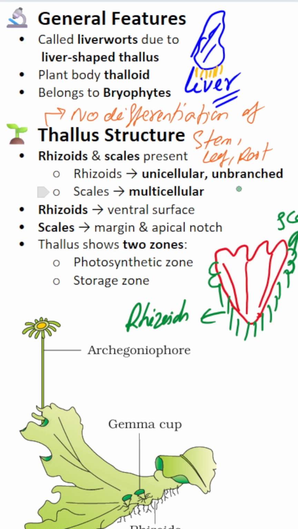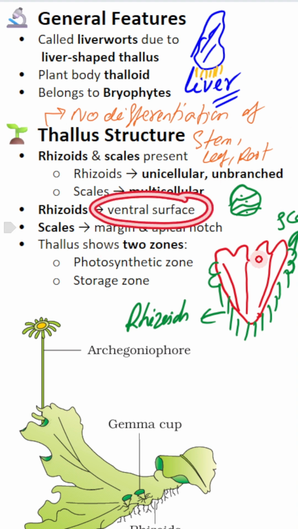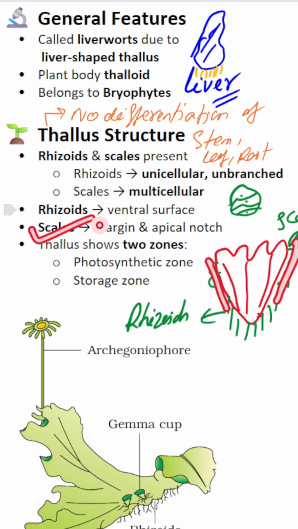Now normally the rhizoids are unicellular and unbranched, whereas the scales are multicellular in structure. The scales provide protection, whereas the rhizoids help in absorbing nutrients, minerals and water from the soil. Got it? So now let's move. The rhizoids are present on the ventral surface of the body, and on the margins we find the scales present.